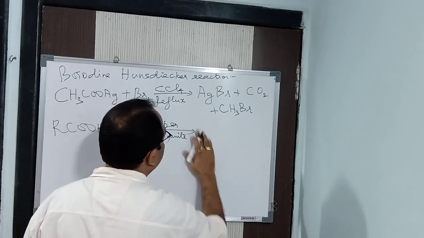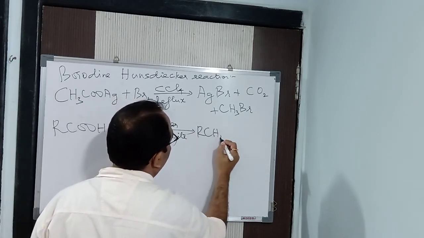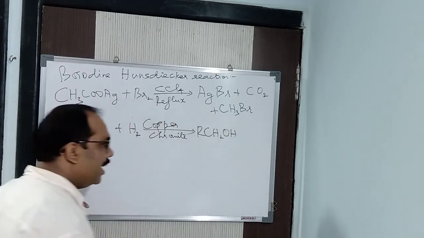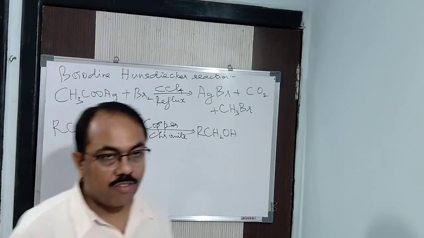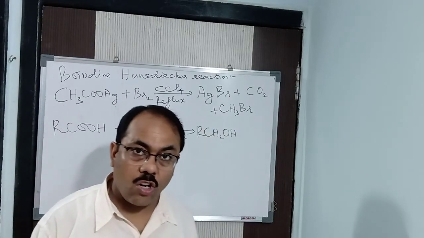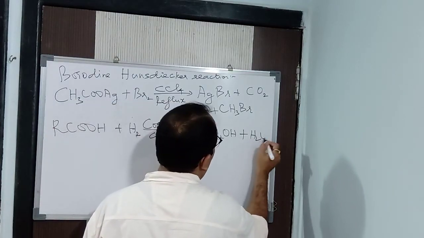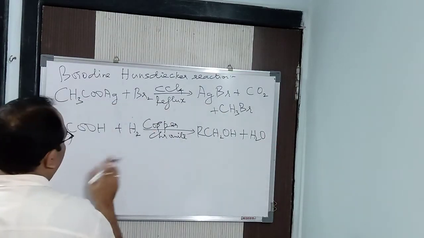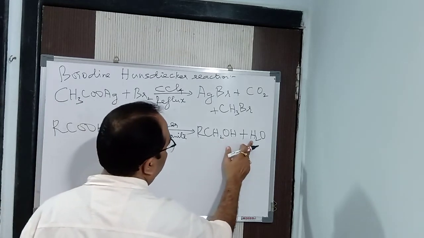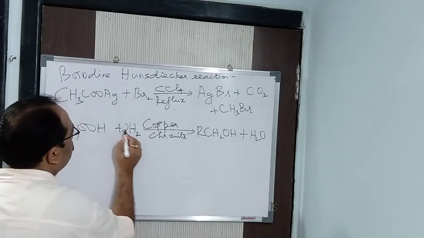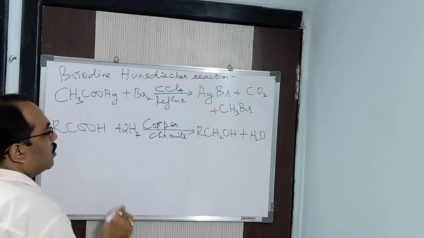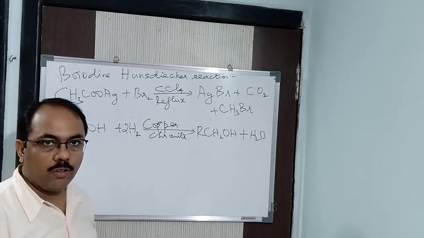So here I have taken RCOOH, I will be getting RCH2OH. Why not aldehyde? Because aldehyde is not a stable product. You have read it already. Aldehyde is not a stable product, so hence you will not be getting aldehyde. So H2O, you will balance it. You will see how many hydrogen is required here. Here 1 is there, so 2H2. You can do it this way.